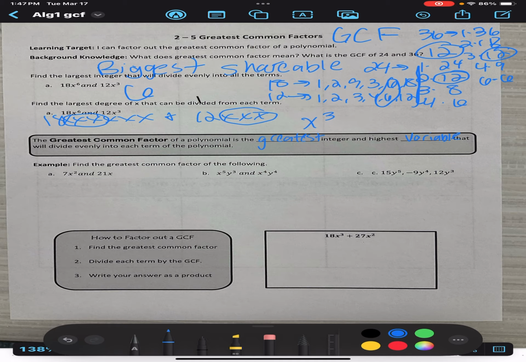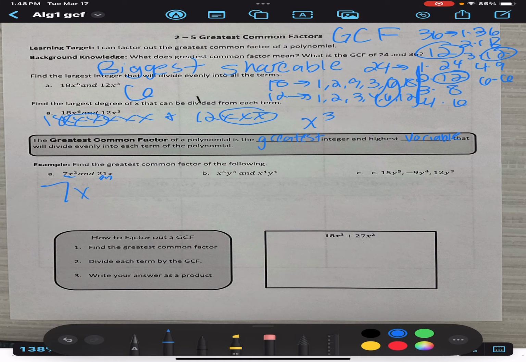So, for these problems, it says find the greatest common factor of the following. So I have 7x squared and 21. Now, when you're doing these problems, I would always check the smallest number first. So 7. Can 7 go into 21? Well, yes, it can. So 7 can go into 21 and itself. And then look for the smallest amount of variables. They both have x's, so I know I can take an x. This one has 2, this one has 1, so I can only take 1 from each. So 7x would be my GCF.